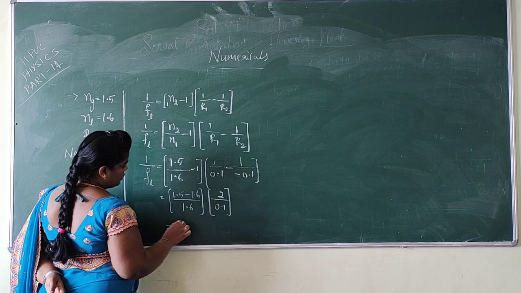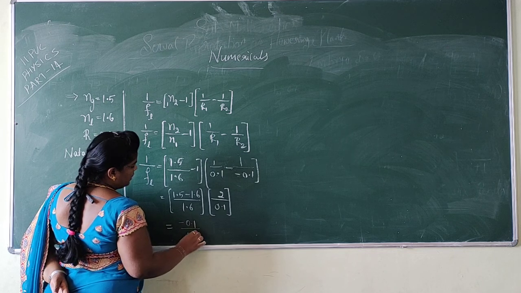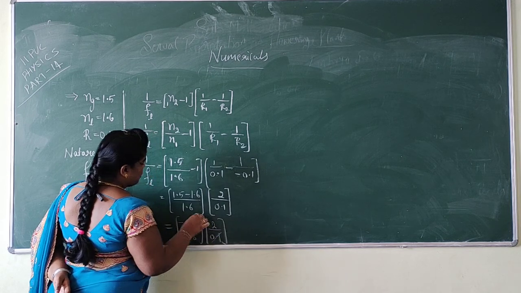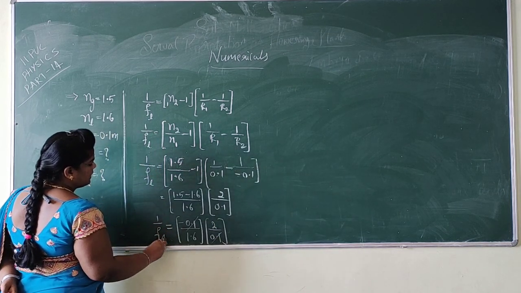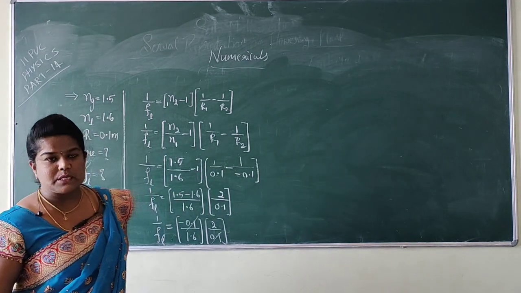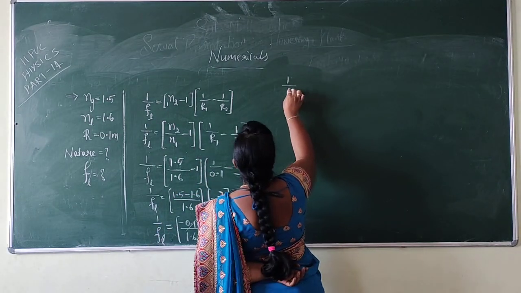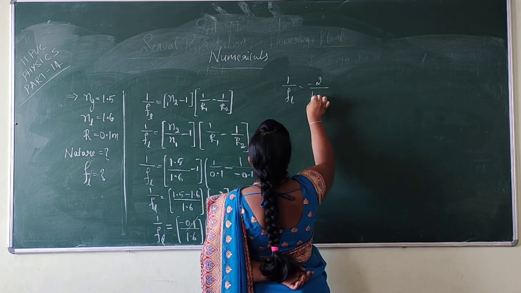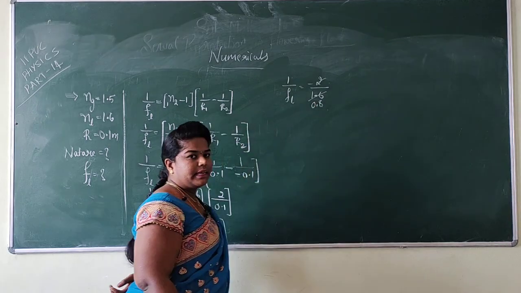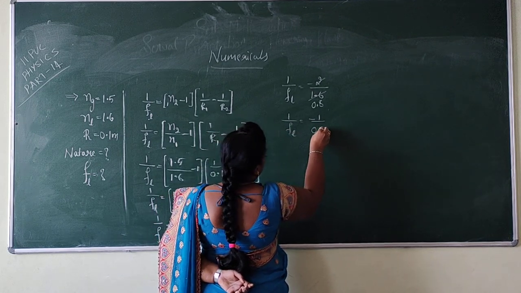Now what we will get, let us see. 1.5 minus 1.6 is minus 0.1, divided by 1.6, into 2 divided by 0.1. This 0.1 and this 0.1 cancel with each other. So I am just going to place the LHS as it is. Now 2 divided by 1.6, so 2 eights are 16, and that gives minus 2 divided by 1.6, which becomes 0.8 after placing the decimal point. So 1/fl is equal to minus 1/0.8.